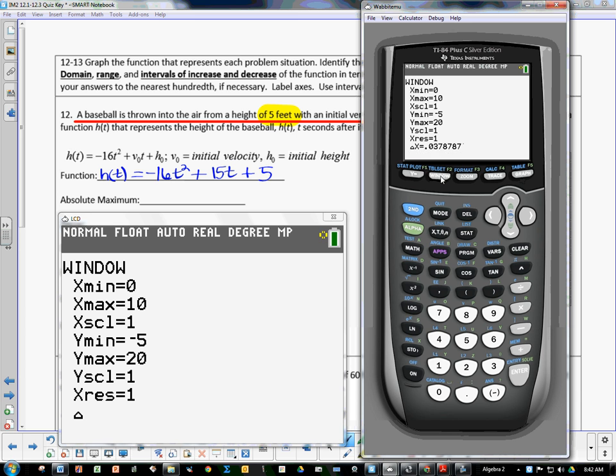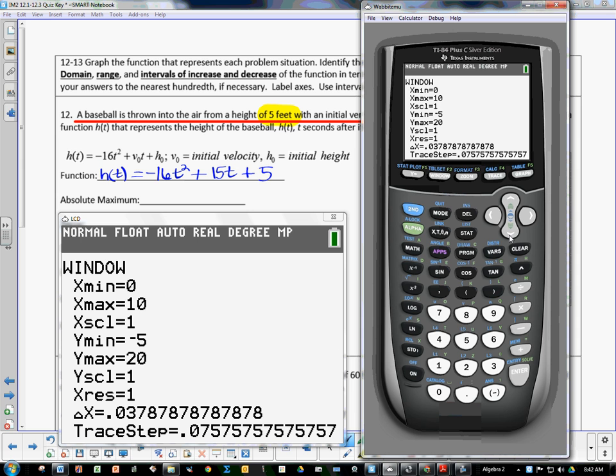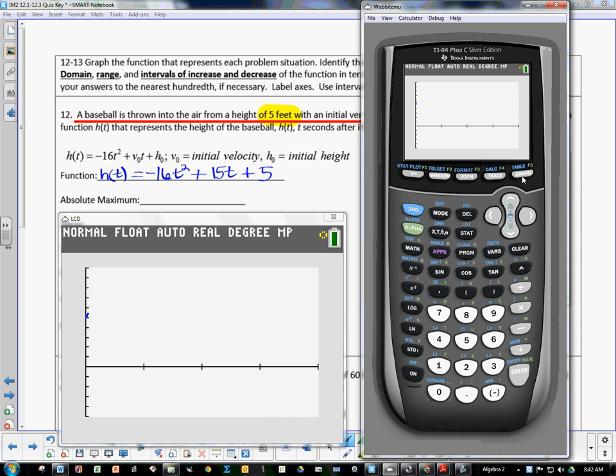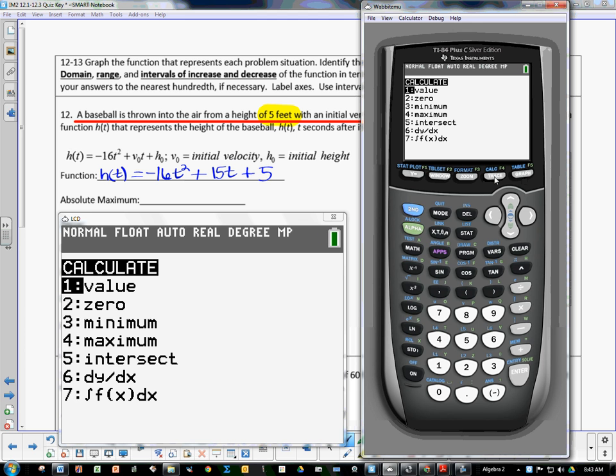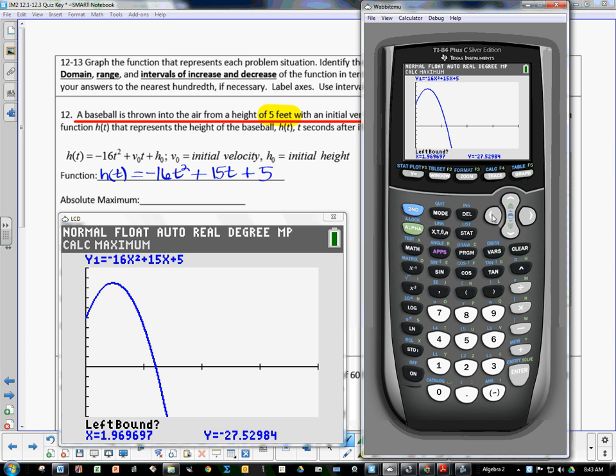Let's change this again so it's a little easier to view. I'm going to go X max of, how about, 4. Let's go Y max of, let's say, 10 and see what that does for us. A little better? Okay. All right, we've got to get a maximum. Here goes. Second, trace. Maximum, number 4. And it's asked for a left bound. I've got to come back up. Come in here somewhere. There we are. All right, enter. There's my left bound. Let's get to the right of the point I'm seeking.